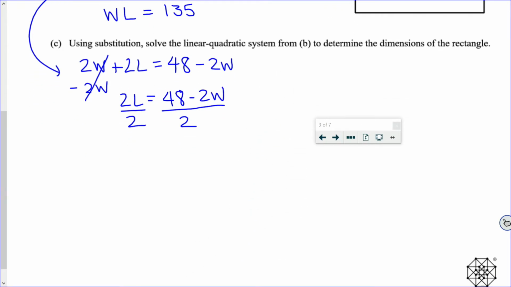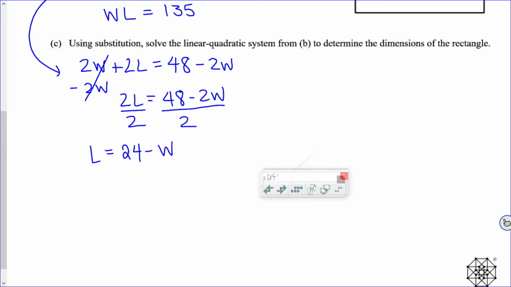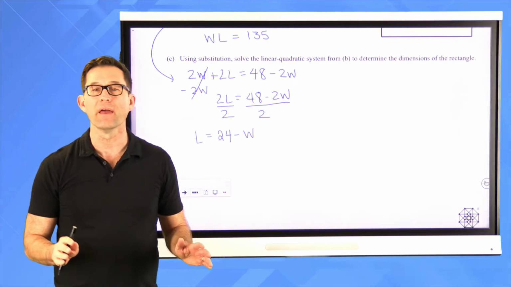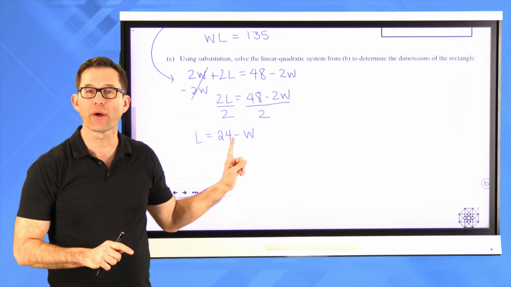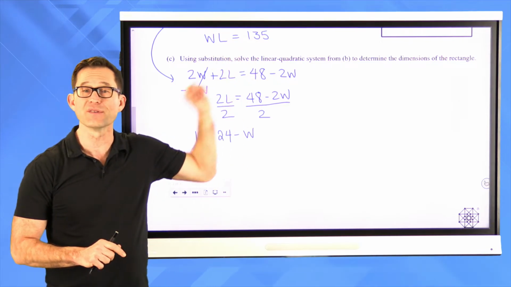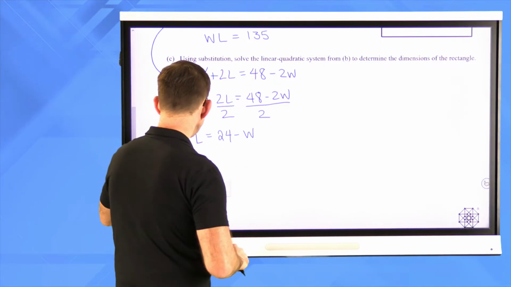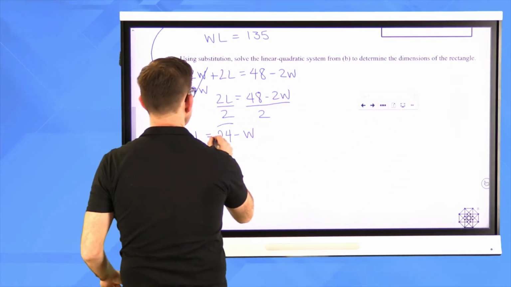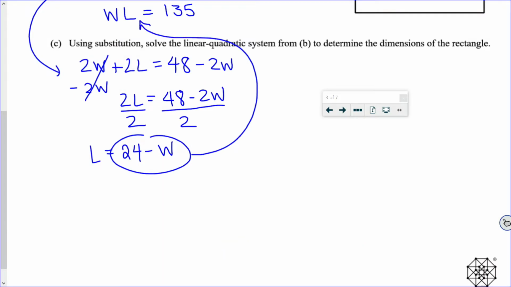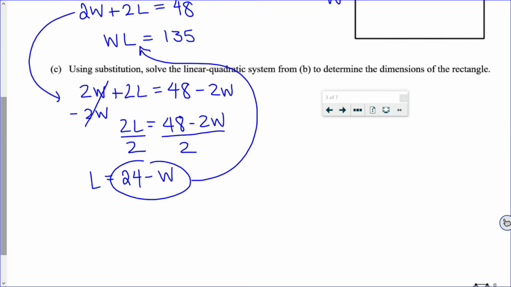I'm going to divide both sides by 2. Remember, division distributes, so 48 divided by 2 is 24, and 2 divided by 2 is just 1. So I find that my length must be 24 minus my width. Okay, now again, I did all of that simply so I could substitute this now into this equation, okay? But let's do that. That shouldn't be that bad, right? I'm now going to substitute this into my area equation, and that's now going to look like, W times 24 minus W is equal to 135.